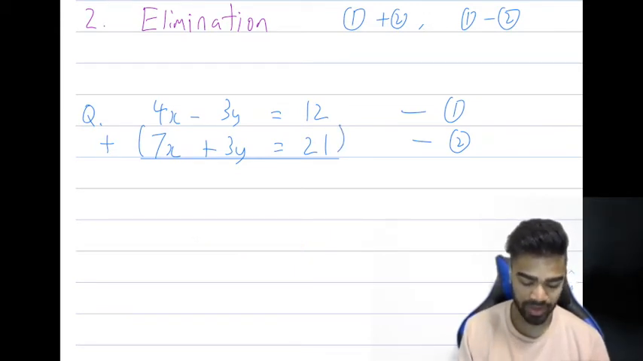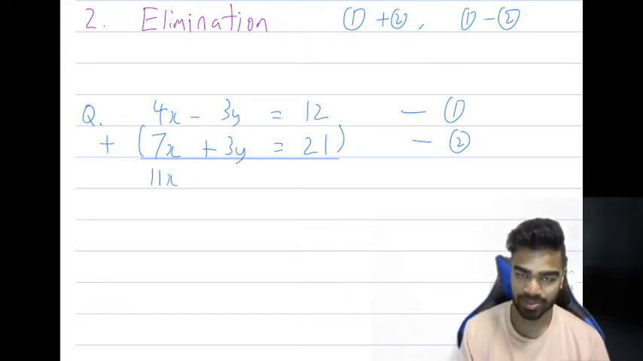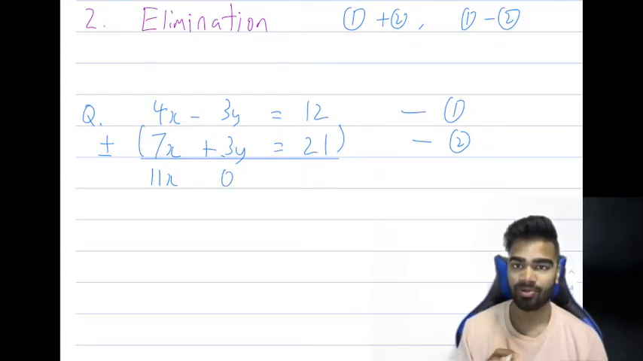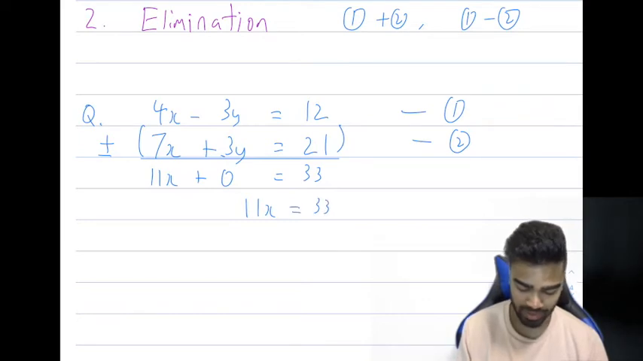So 4x plus 7x is 11x. Now look what happens. Negative 3y plus positive 3y is 0. So I got rid of one of the variables already. And also I need to add the whole numbers. So 12 plus 21 is 33. So pretty much all I'm left with is 11x is equal to 33. x is equal to 3.